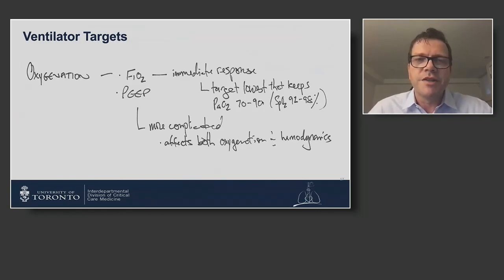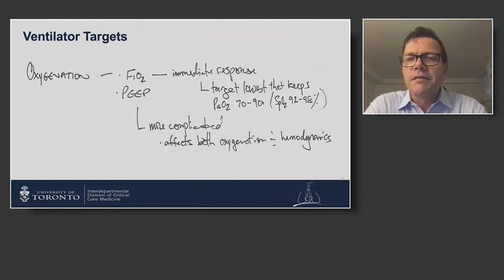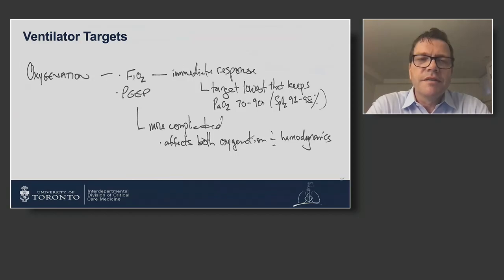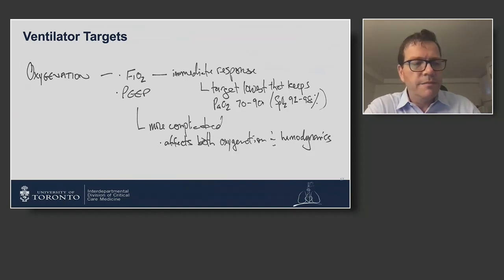For oxygenation, obviously we can adjust the fraction of inspired oxygen, the FiO2, and we usually see a fairly immediate response to that. Generally, we're targeting the lowest level of FiO2 that keeps the PaO2, or the oxygen concentration in the blood, between 70 and 90 millimeters of mercury, targeting a saturation of 92 to 98%. And then the other thing that we set that factors in with oxygenation is PEEP, or positive end expiratory pressure. Here it's a little bit more complicated, as PEEP can affect both oxygenation and hemodynamics.